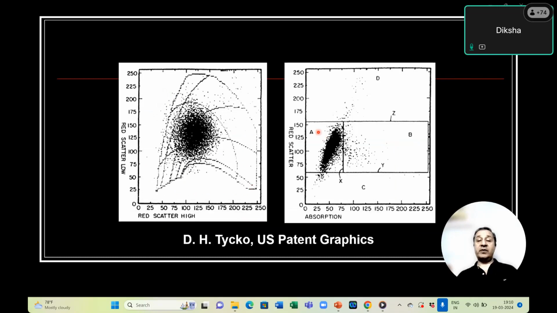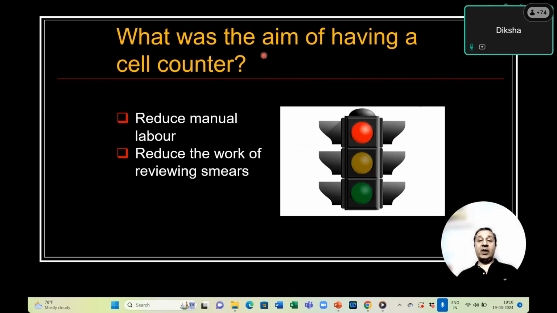And these are obviously those patented graphics which were then, at that point of time, given the patent that we are talking about. So what was the aim of having a cell counter? We were all looking at cell counting, whether we were talking about counting by impedance or counting by flow cytometry. The idea was primarily to reduce manual labor and to reduce the work of reviewing smears. But it had its own challenges.